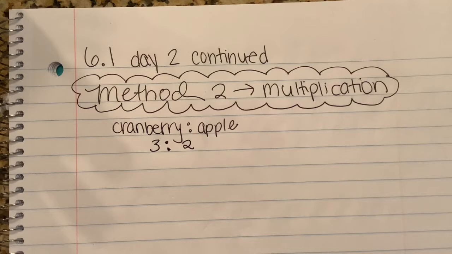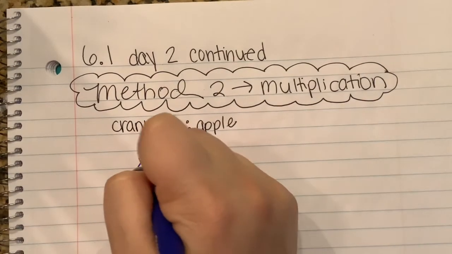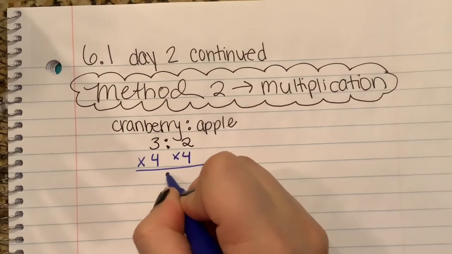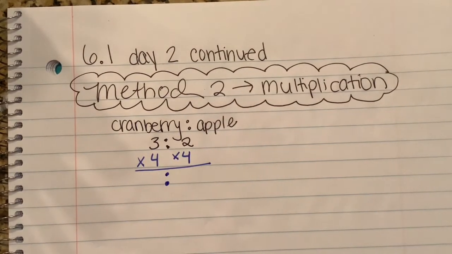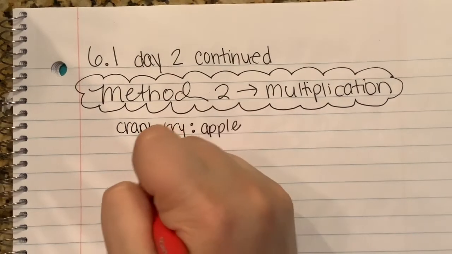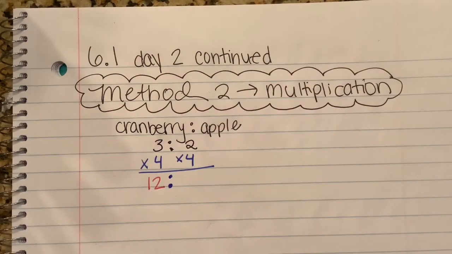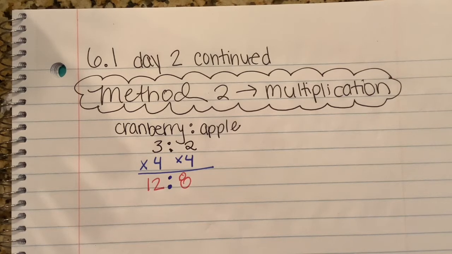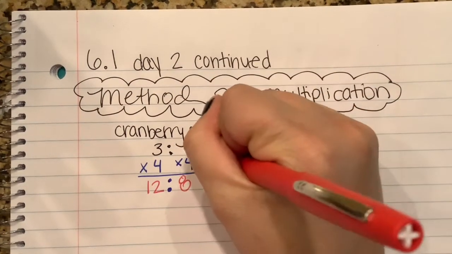Okay, so I need to make 4 times the recipe. So what I'm going to do is I could just take my 4 and I multiply each side of my ratio by 4. Now I need to bring down my 2, my ratio symbol. Now I can go 3 times 4 is 12, and 2 times 4 is 8. So there I could show that I had my ratio 12 to 8. I did 4 times the recipe. So let's write out what we did there.